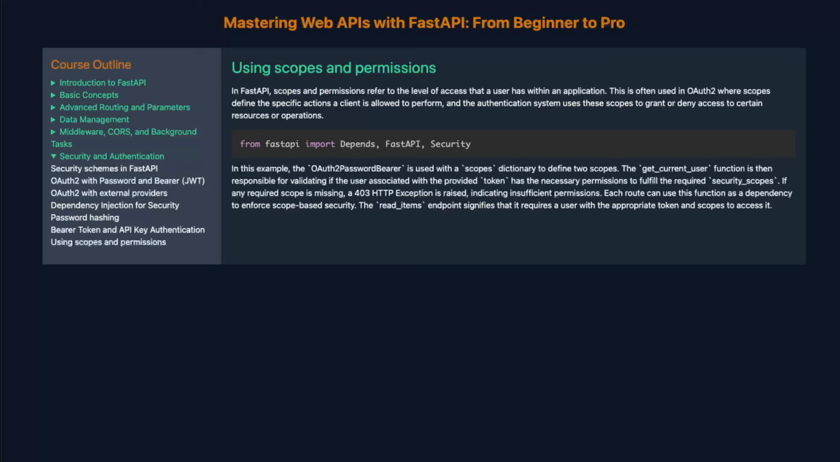Each route can use this function as a dependency to enforce scope-based security. The read items endpoint signifies that it requires a user with the appropriate token and scopes to access it.